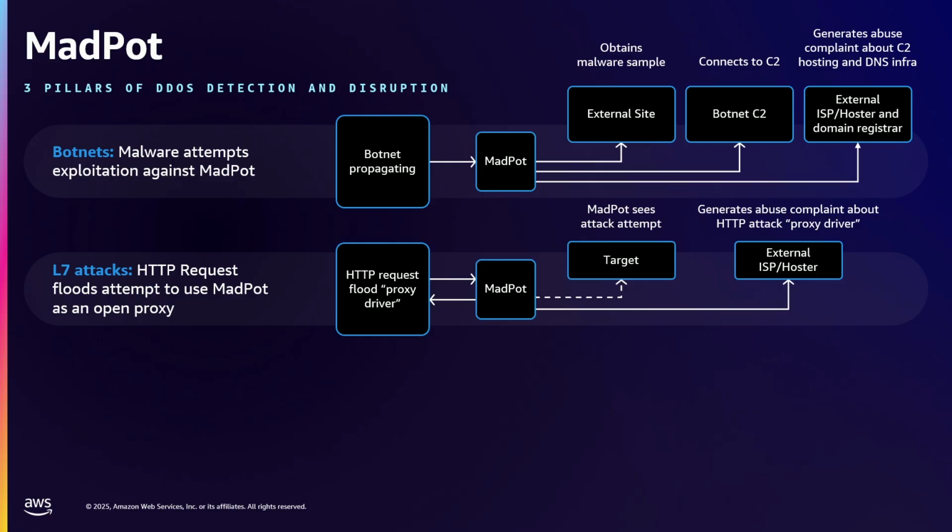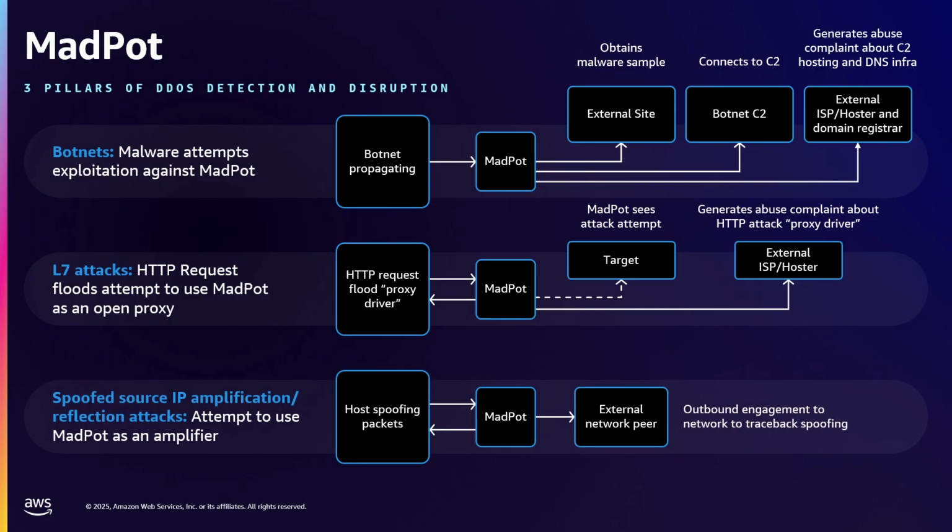But in this case, MadPot can simulate that it's an open proxy, and it could get on the list that actors use and share around, and they'll end up using MadPot as an open proxy. We can see what is being targeted, we can identify the target, and we can see the actual true source of what's generating the attack in this case. And then we can engage with that particular ISP that's the real true source of that layer 7 attack, and we automate that workflow to generate those abuse reports outbound.